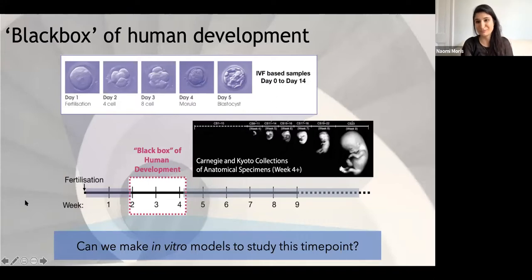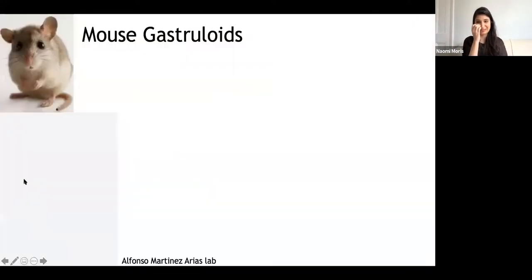Right, so that was a lot of preamble introduction. I'll get on to actually what we've been working on. And so, as Joaquin said, the majority of this work originated in Alfonso Martinez-Arias's lab at the University of Cambridge. And we started inevitably with the mouse as a system.